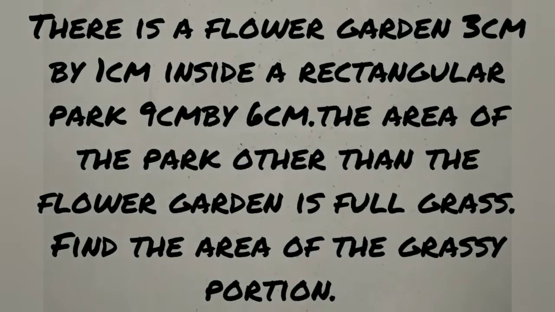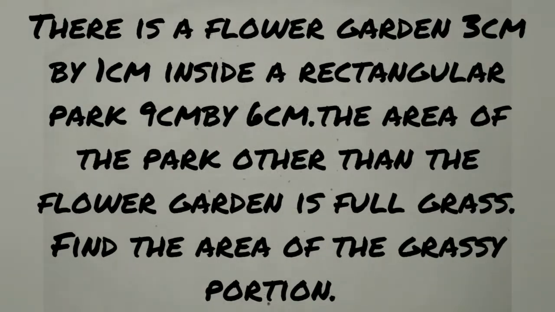Now, let us do one problem. There is a rectangular flower garden 3 cm by 1 cm inside a rectangular park 9 cm by 6 cm. The area of the park other than the flower garden is full grass. Find the area of the grassy portion.